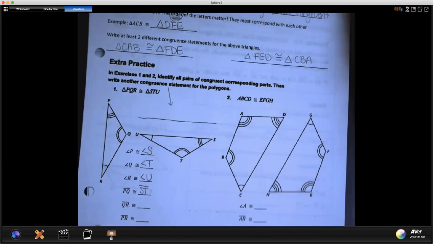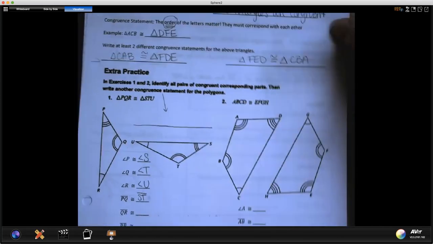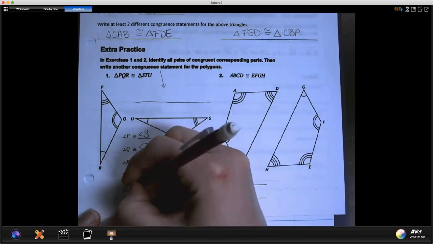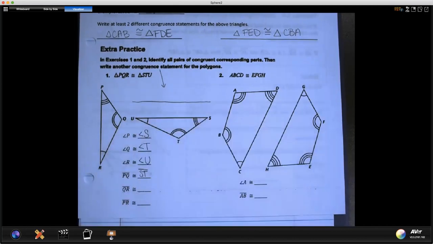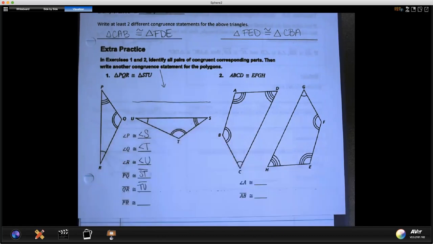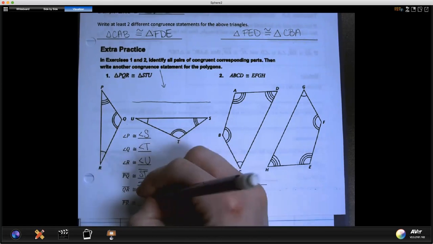All right, share with someone near you what you got for those two blanks. Okay, now remember, order does matter, so you should have matching answers. So QR would go with, as a class, what would it be? TU, good. And PR, SU, good job.